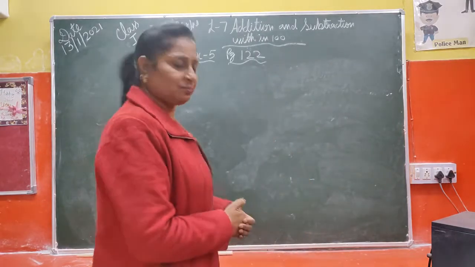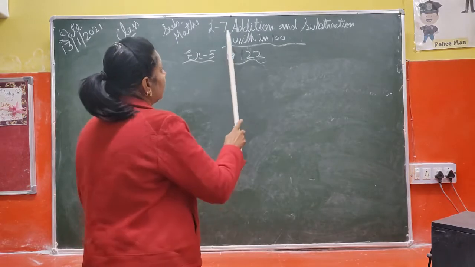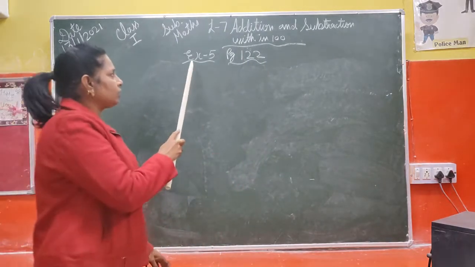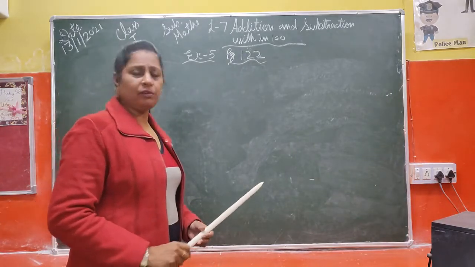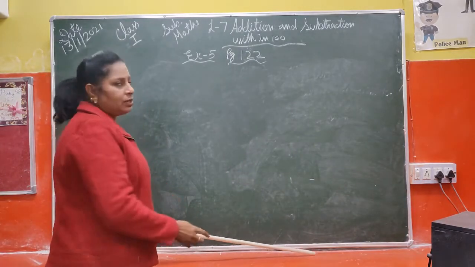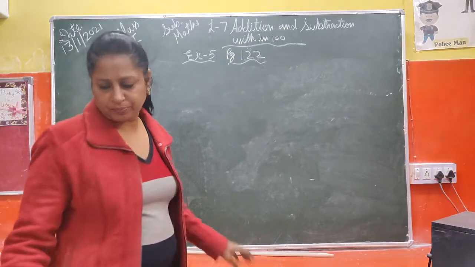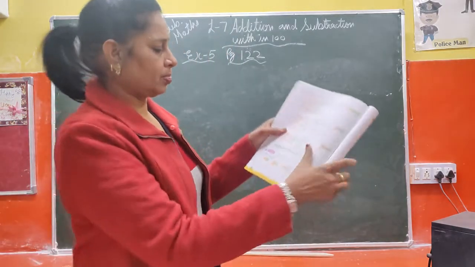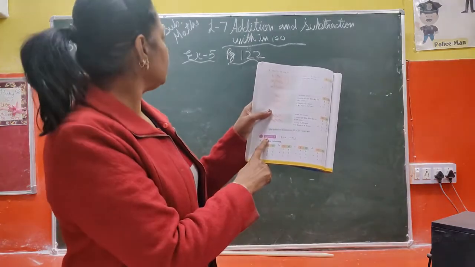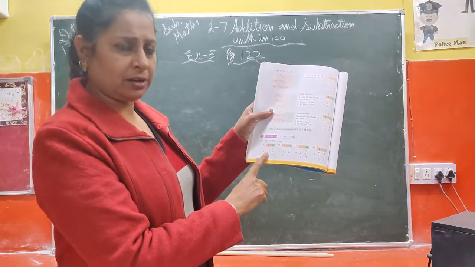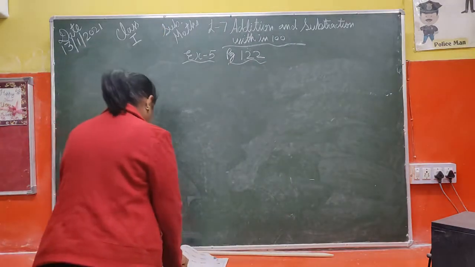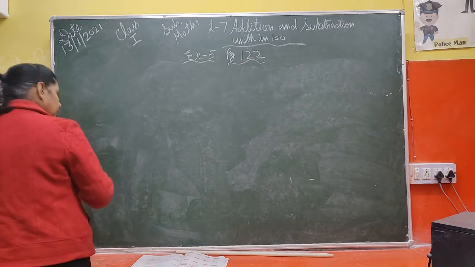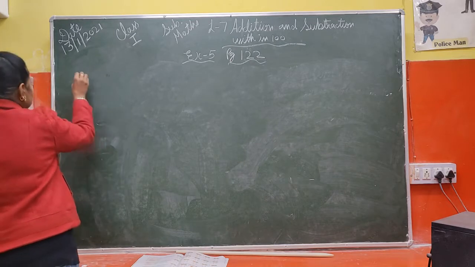Now let's start addition and subtraction within hundreds. Lesson name and today's exercise 5, page number 122. Now look at this exercise. This one, page number 122. Now let's start. Add the following. Question number 1.